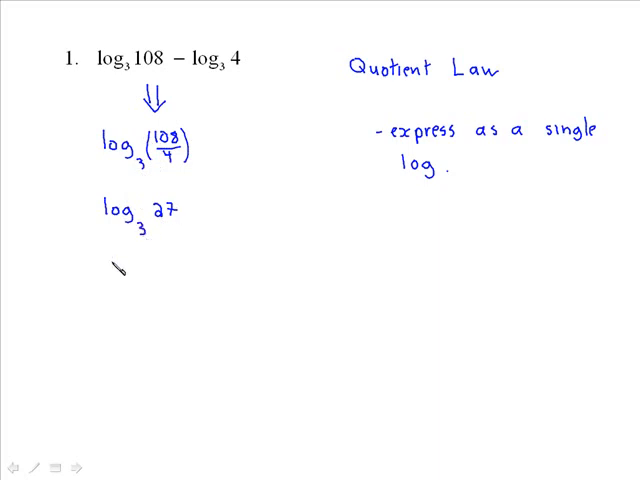And we can actually handle this one, because the log of 27 base 3 just means 3 to what exponent is 27, and that's equal to 3. So this was an unsolvable question prior to this. We could not work it out, because we couldn't write 108 or 4 with a base of 3.